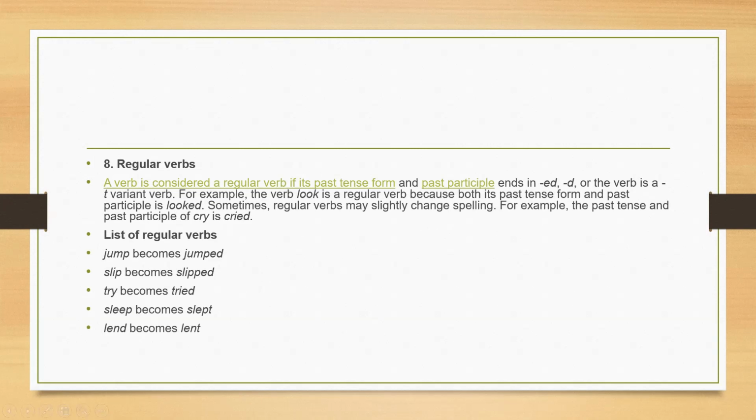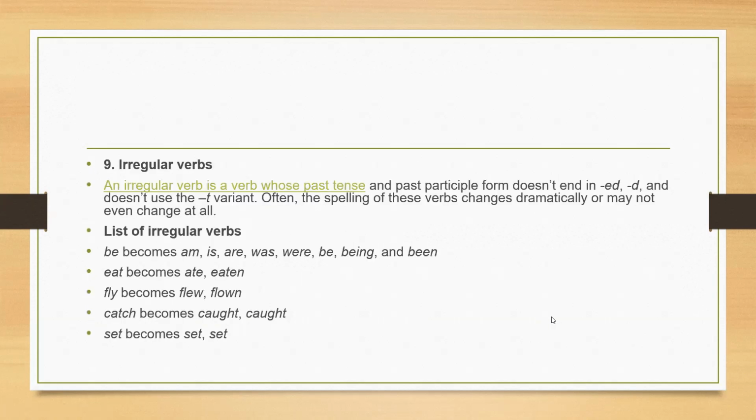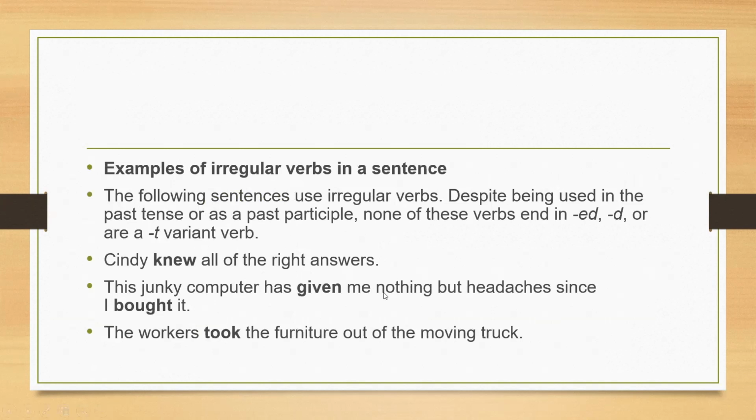Regular verbs are those verbs which have the ed form or t form. A verb has three forms. So in regular verbs, we add ed to the main verb. Sometimes we also add t, like slept, lent. Irregular verbs are those verbs which don't have the t variant or ed variant, and which change totally in the past tense. So these are some irregular verbs.